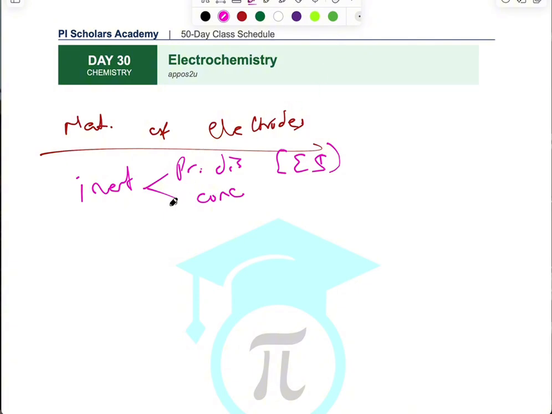So that is if it is inert. But what if it is active? For instance, you are using an electrode made of a metal. You can use copper. You can use silver. All these, silver, copper, and the like, are actually active electrodes.